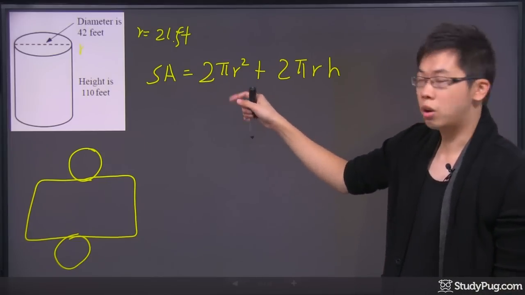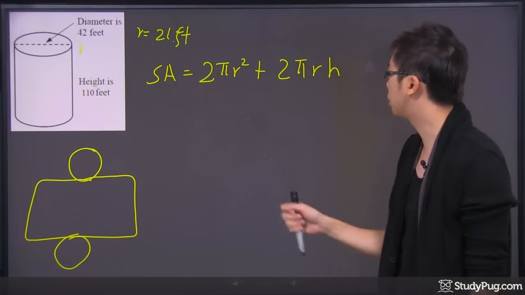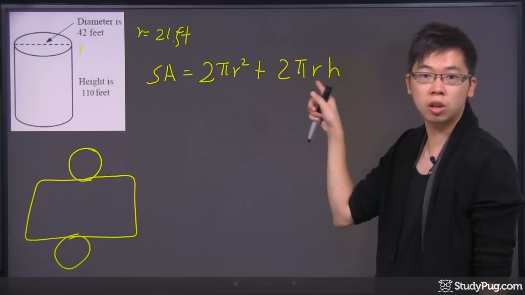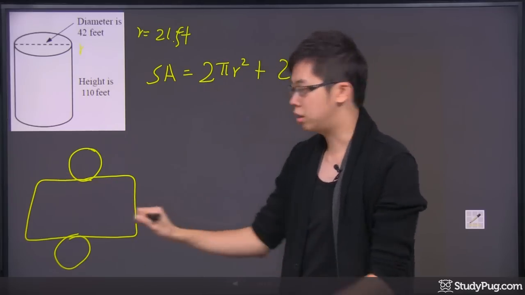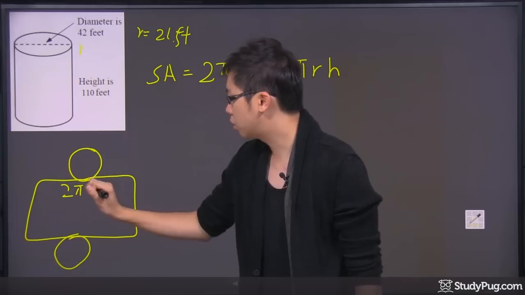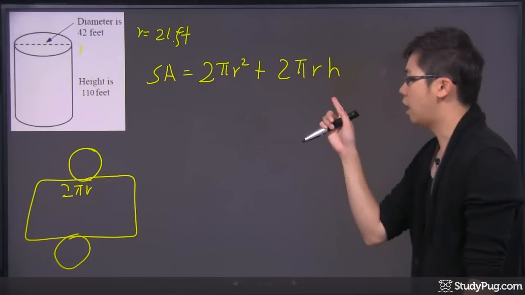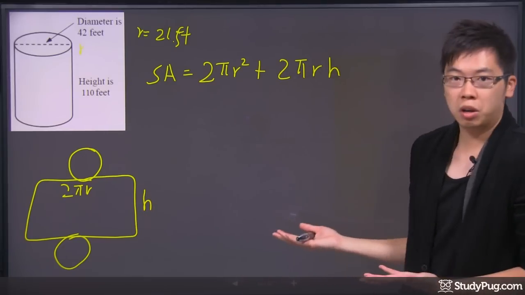That 2 pi r squared, the pi r squared is the area of the circle. And since there are 2 of them, that's why we got a 2 here. The 2 pi r over here is the circumference of the circle, because when you unwrap it, the length of the rectangle is the circumference. That's where the 2 pi r comes in. And the height is just this guy right here. Okay? So that's where you get the equation from.